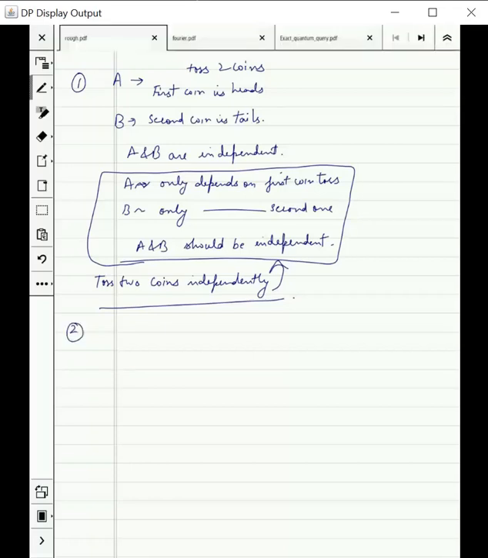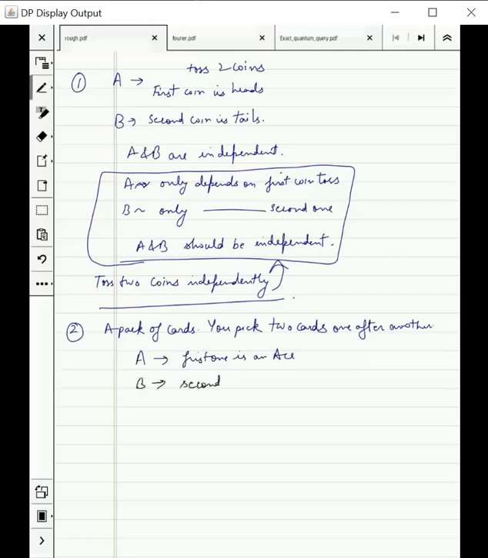We can take a second example. Let's say we have a pack of cards and you pick two cards one after another. Let A be the event that the first one is an ace, and B the event that the second one is an ace. The question is, are events A and B independent?